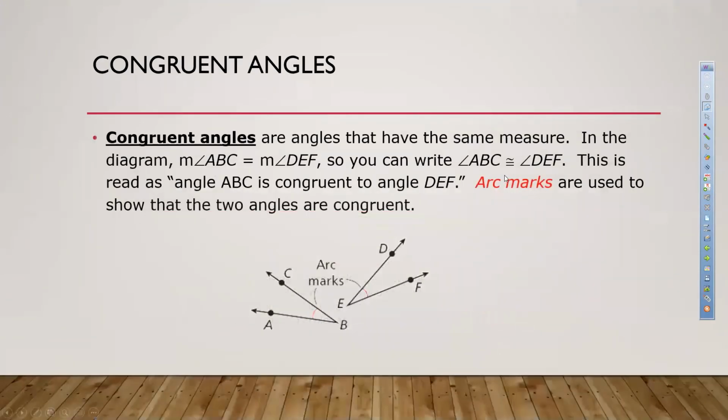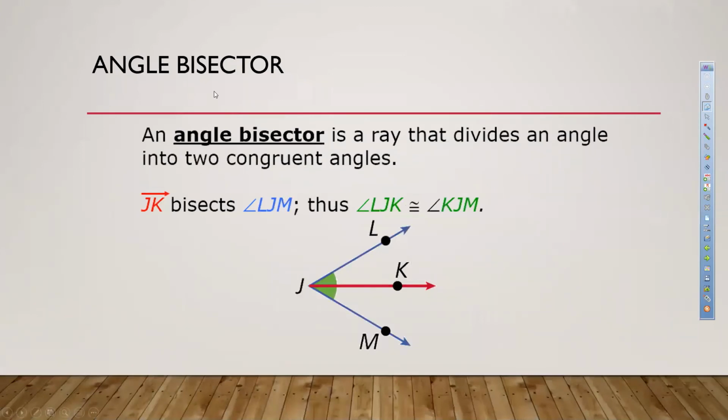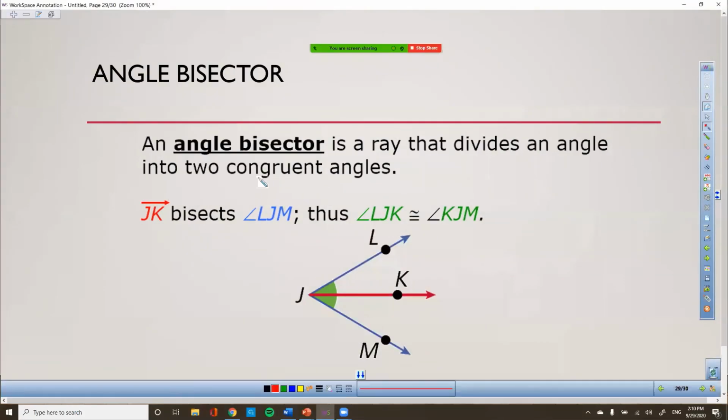Then we go on to this other section called the angle bisector. When you hear the word bisector, you think of something that cuts something, right? So an angle bisector is a ray that divides an angle into two congruent angles. The angle bisector cuts the angle right in half. As you can see here, we have ray JK bisecting. That means that it cuts this angle LJM into two equal parts.